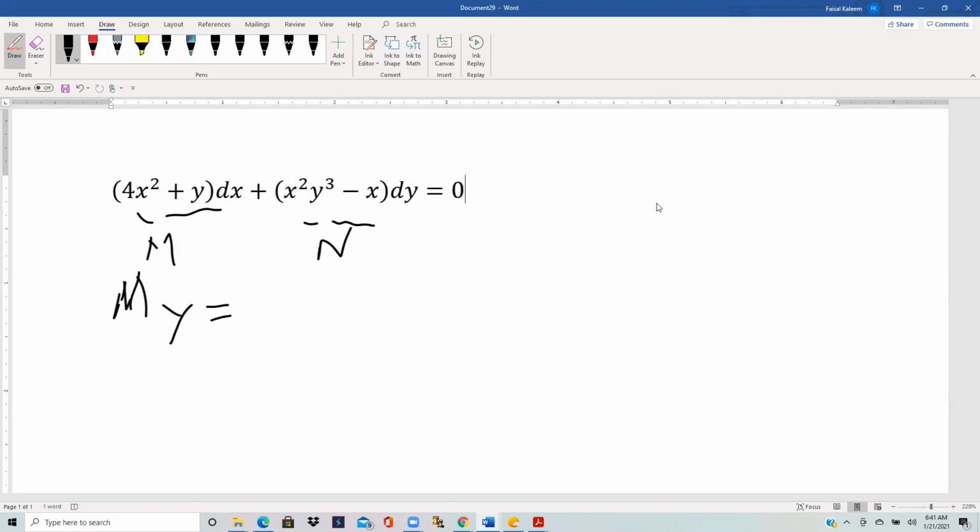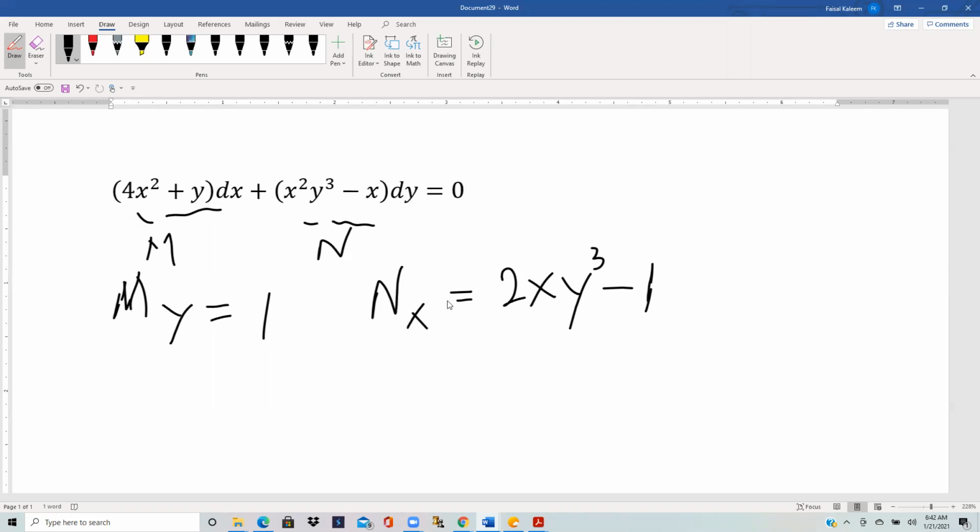M_y comes out to be 1 because the derivative of 4x squared is 0 with respect to y, and the derivative of y is 1. And N_x, the derivative of this term will be 2xy cubed with respect to x, and the derivative of negative x will be negative 1. So they are not equal, so not exact.